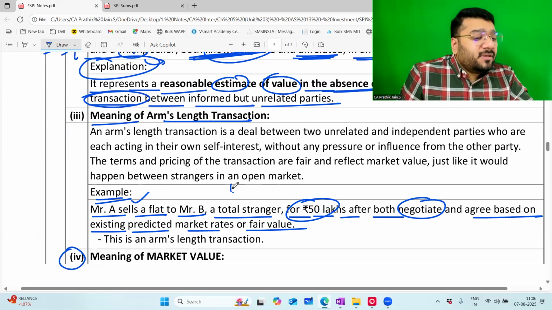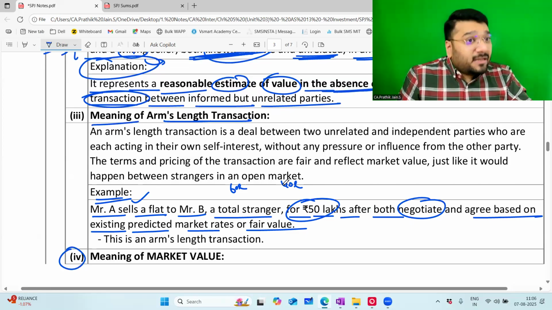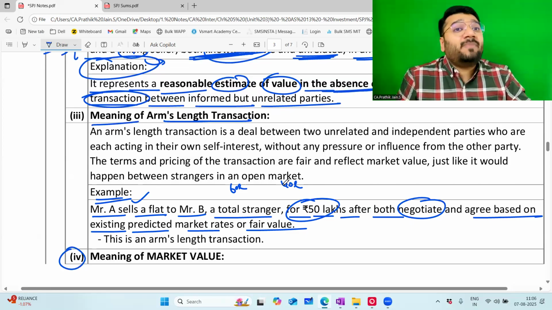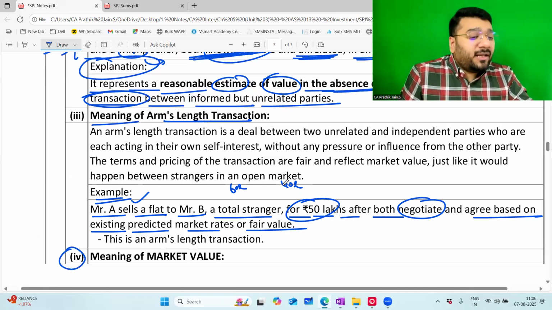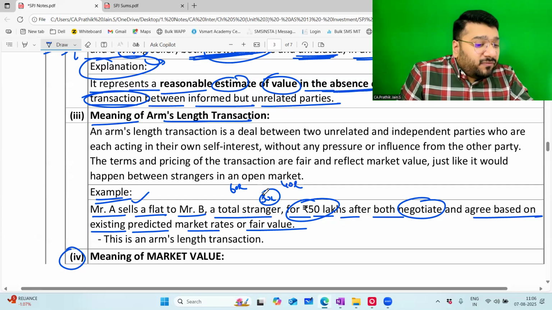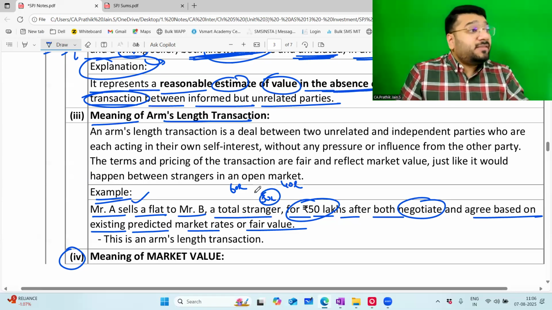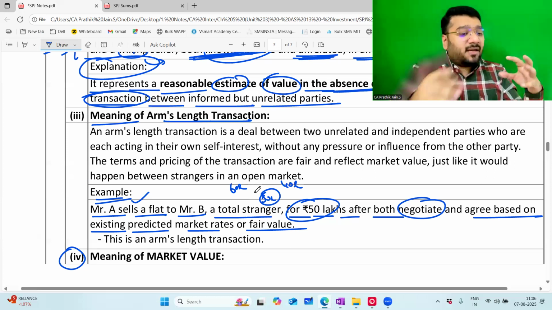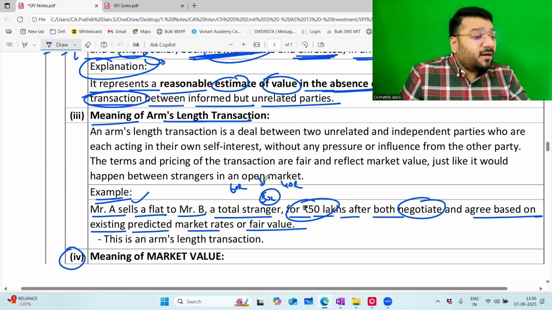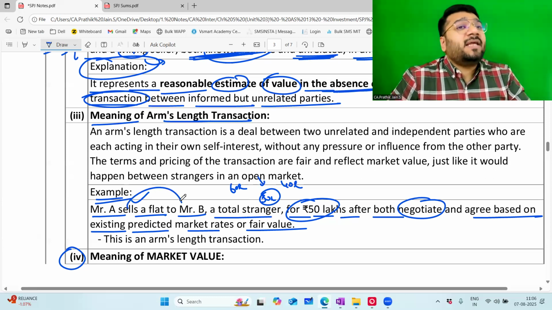Now A wanted to sell this flat. Obviously, he would have said 60 lakh before. Then B would have said, no, I'll give 40 lakh. Then they inquired in the market, nearby areas, what is the rate that the flat has been transacted for. Then both the parties negotiated, and finally they settled at 50 lakh rupees. So this is fair value. Considering what is going around in the market, you have taken a stance that, okay, let's agree at this price. And in this transaction, both were totally strangers to each other.